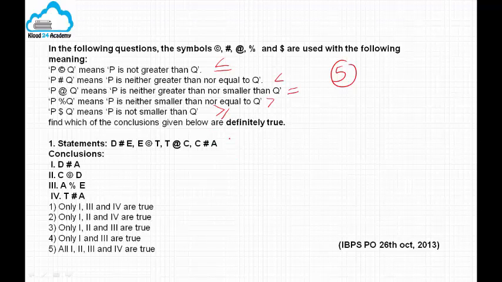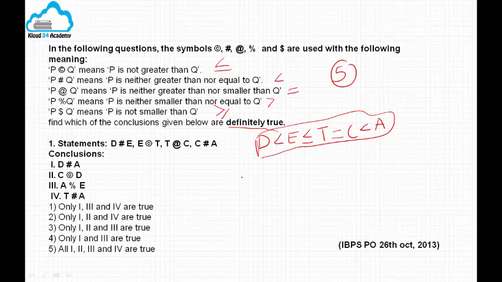Now the question which they have asked is find which of the conclusions given below are definitely true, यानी कि ये सही हैं. So statement हमारे को दे रखा है D hashtag E, D hash, hash means less than, E, E copyright T, copyright means less than or equal to, T, T at the rate C, at the rate means equal to, C hash A, that means less than A. So ये हमारा क्वेश्चन बन गया.